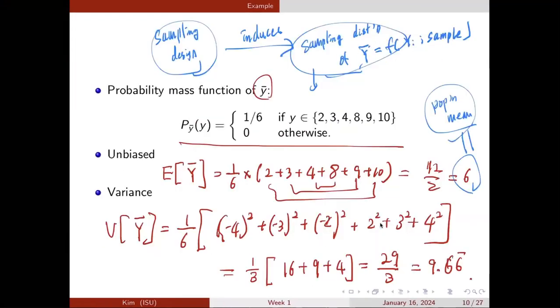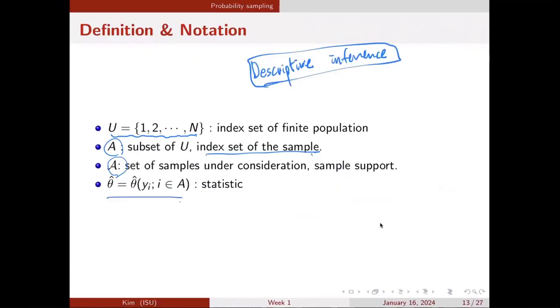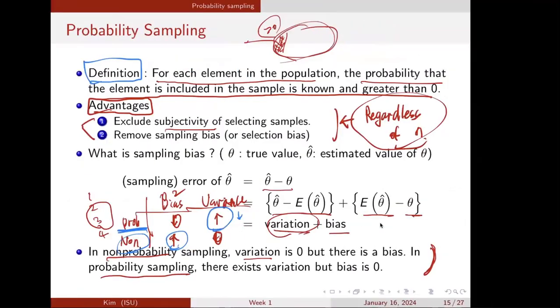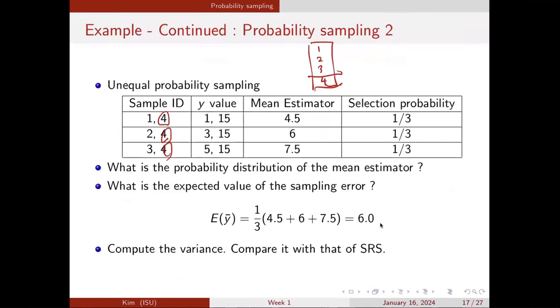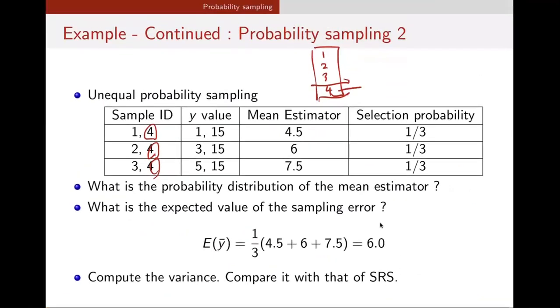So basically, select unit 4 with probability one. We already select it, and then select one of the others with equal probability 1/3. So that is basically the sampling design.